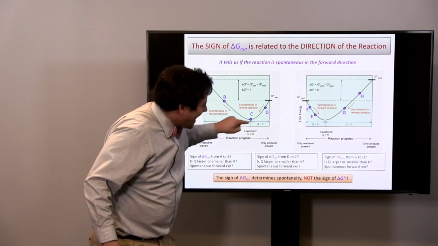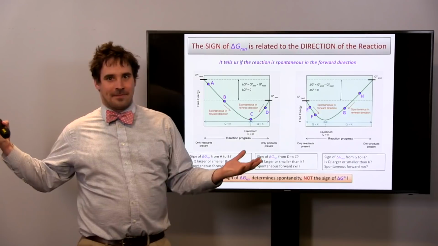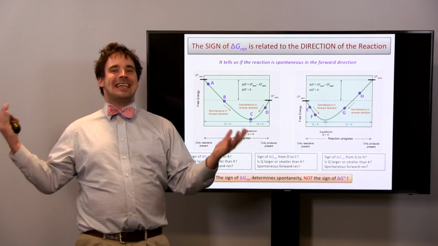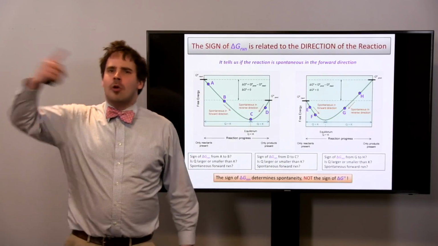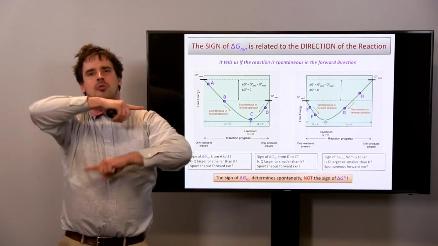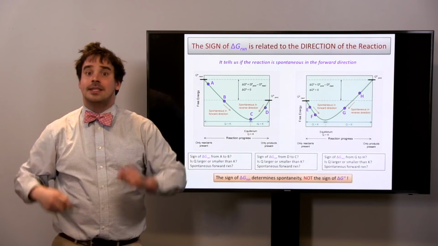And if you're at that point, that relative minimum, you're at equilibrium. And at equilibrium, everything is great. You're at the ideal product-to-reactant ratio. It's not going to go forward. It's not going to go backwards. Those two relative rates are equal to each other. So delta G is simply 0 at that point.